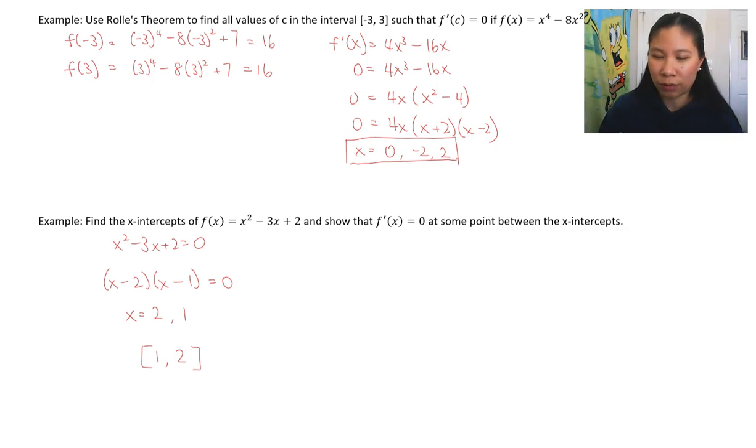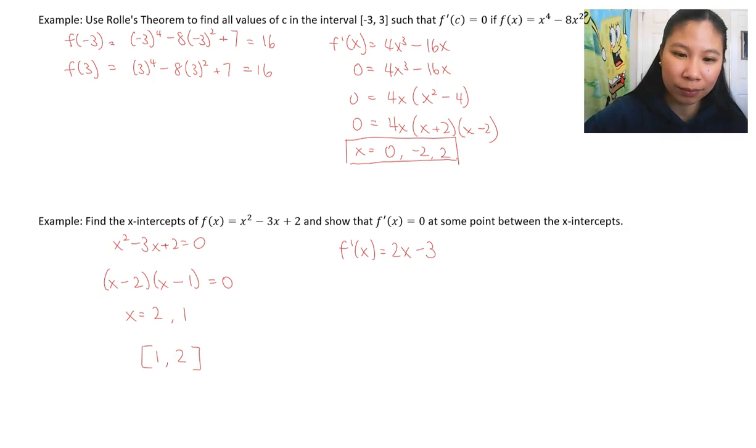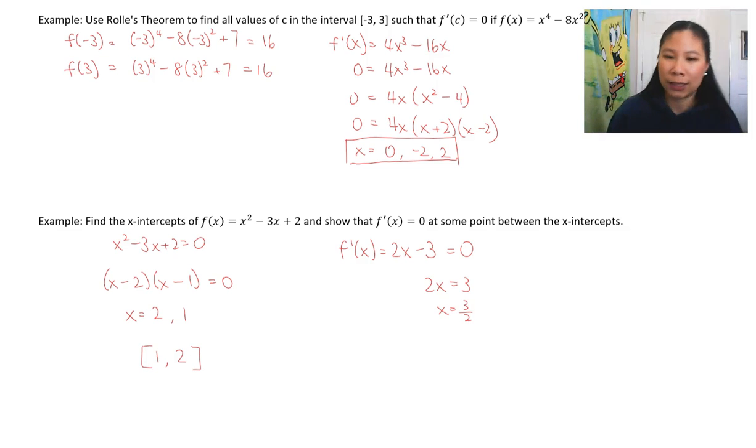So to find a derivative of 0, let's find the derivative of our equation, and then set it equal to 0. So the derivative of f of x would be 2x minus 3. We're going to set this equal to 0 and solve for x. So adding 3 to both sides and then dividing by 2, x equals 3 over 2. So 3 over 2 is like what, 1.5? 1.5 is a number that's between 1 and 2.